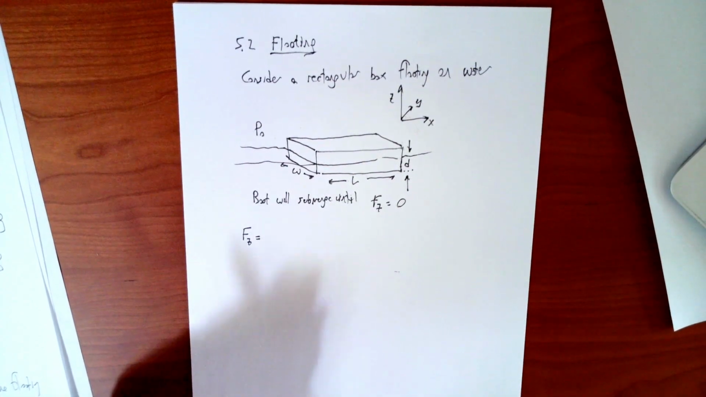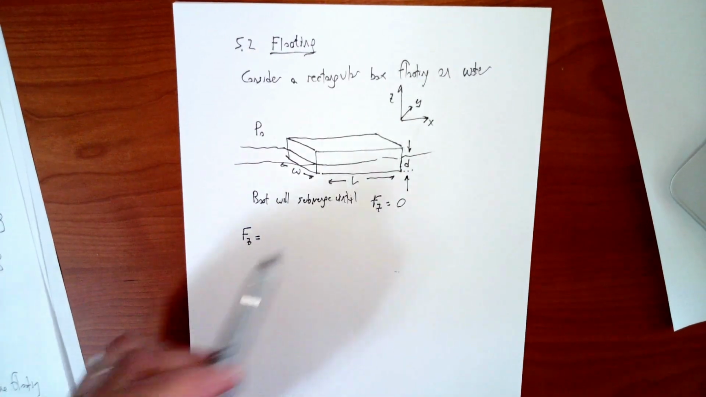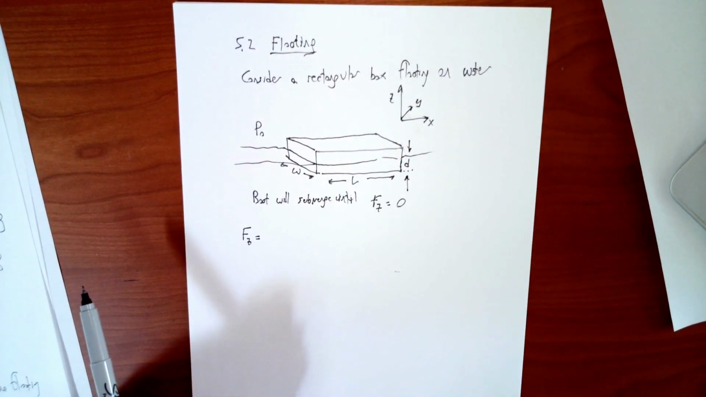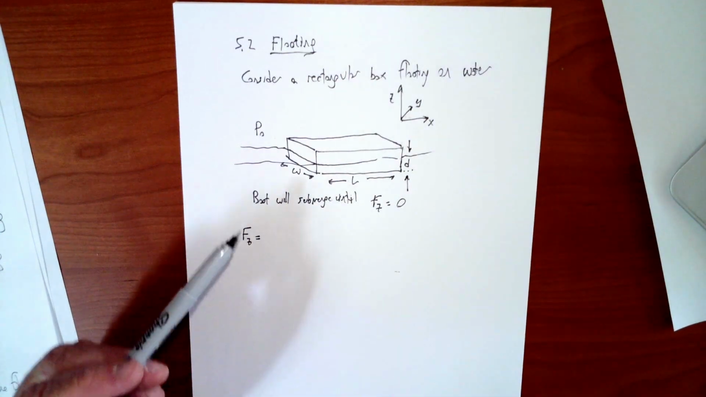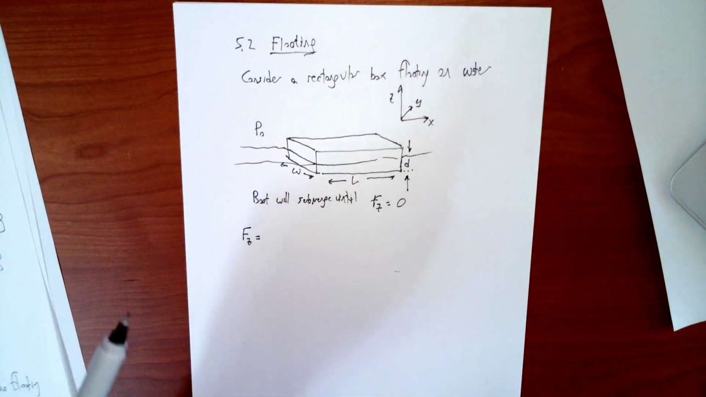Now we're going to consider floating. So we're going to be looking at the rectangular boat. The rectangular boat is considered an open box boat. It's got a width of W, it's got a length of L. You're going to put it in the water.